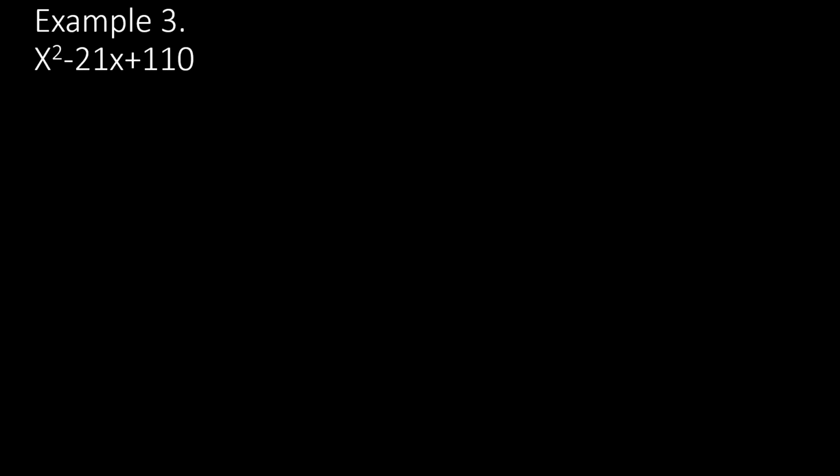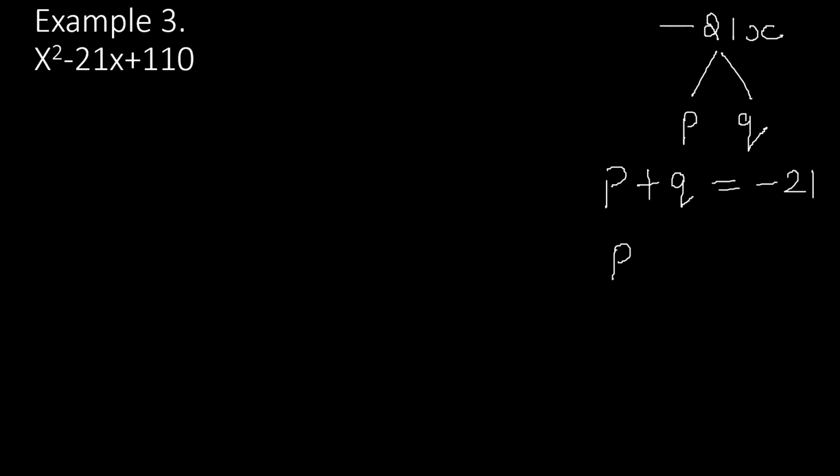Let's check with this example. This is a little bit different from the previous two examples, in which there is a negative sign between these two terms. Now, the method is the same. Just write this middle term with its negative sign. Now, try to split it into two terms whose sum should be equal to minus 21 and product should be equal to the product of the first and last term. So it will be 110x square.